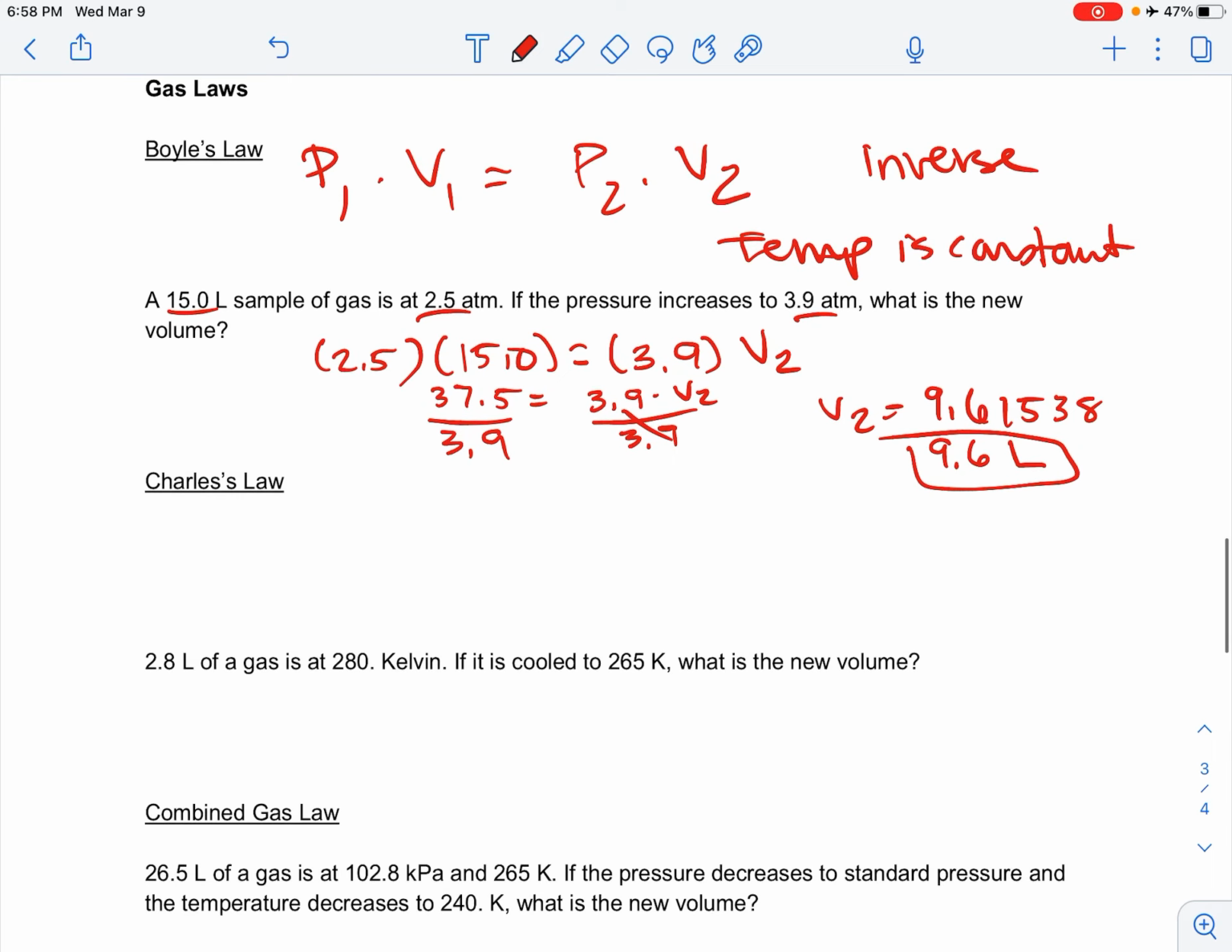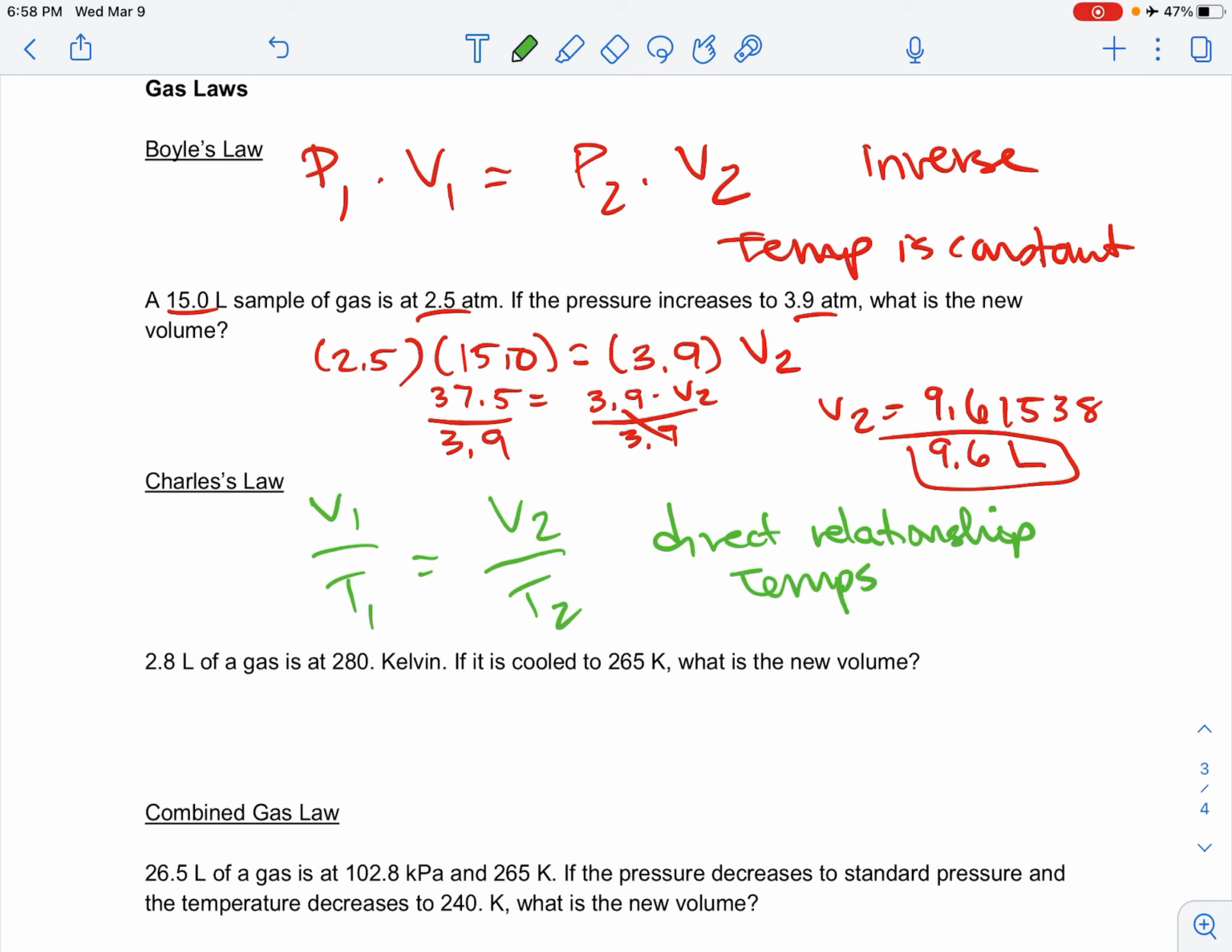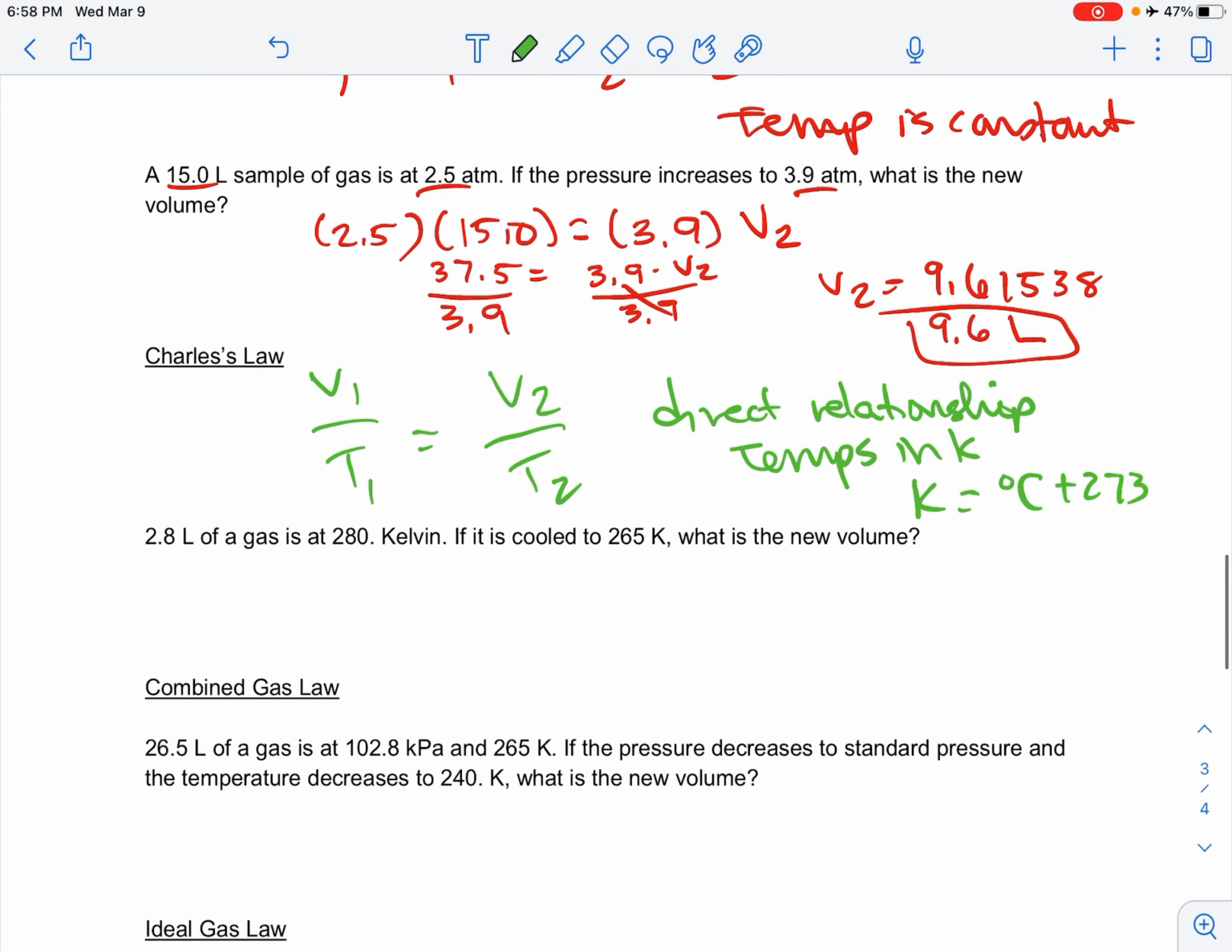Liters. Charles's law has constant pressure. So this is V1 over T1 equals V2 over T2. This is a direct relationship, meaning as one goes up, the other also goes up. And this has to be, of course, temps in Kelvin. And if you don't remember, degrees Celsius plus 273. It's on Table T. 2.8 liters of gas is at 280 Kelvin. If it's cooled to 265 Kelvin, what's the new volume?